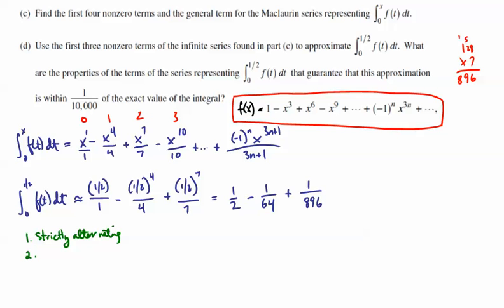Two, the terms decrease, and you can see 1/2 to 1/64 to 1 over 896, the terms decrease in absolute value to 0. And that's good enough. That tells you that you can use the alternating series remainder theorem.